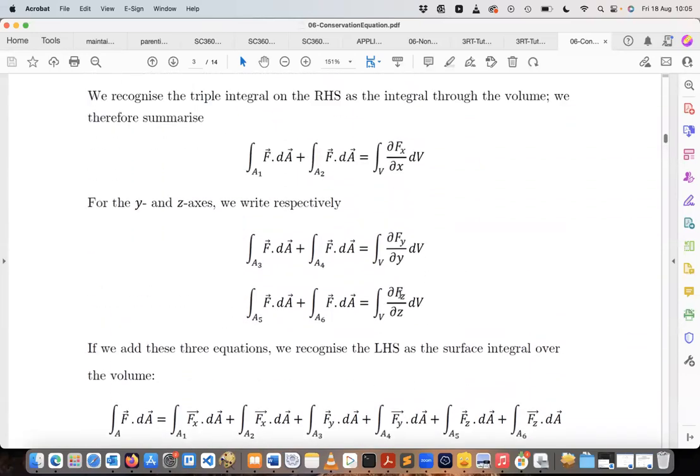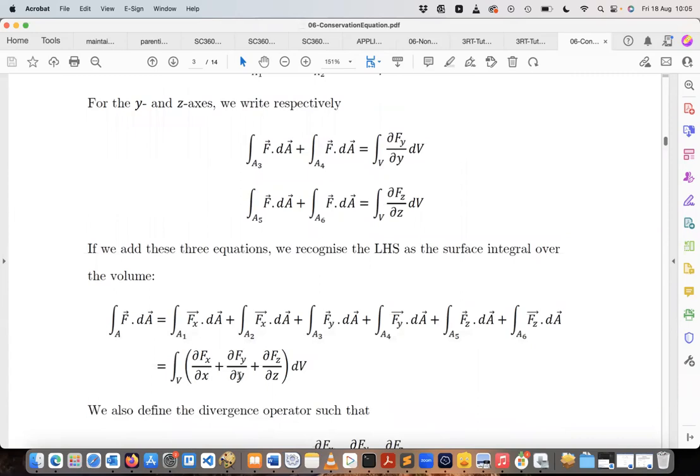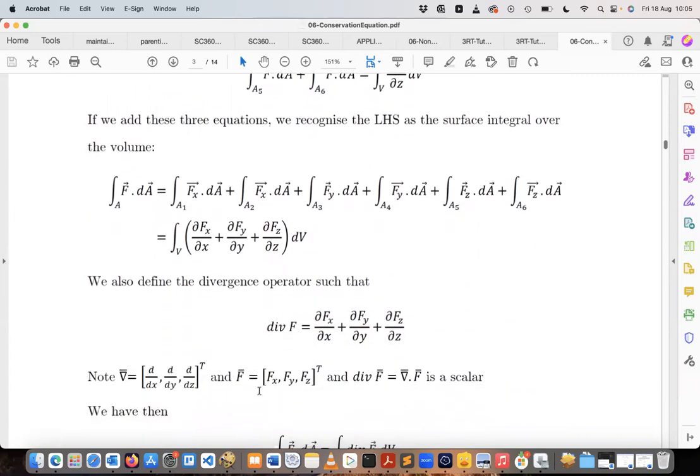So we can see we are integrating over the same thing. We are integrating over the volume in each case. And so we can simply add together all these and put them into one integral. And so looking at this, we can see that the integral over the whole area will equal the integral over the whole volume of the sum of derivatives.